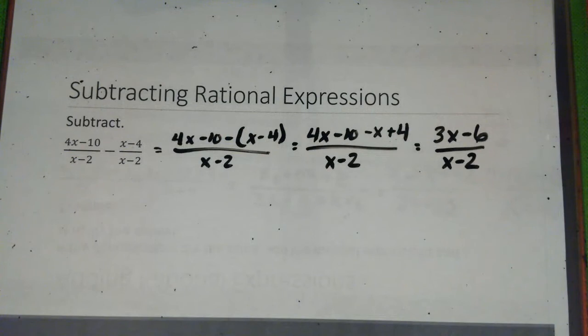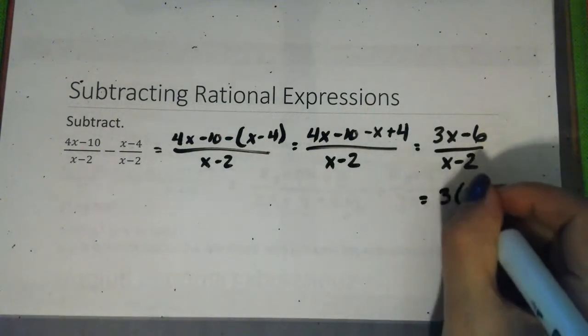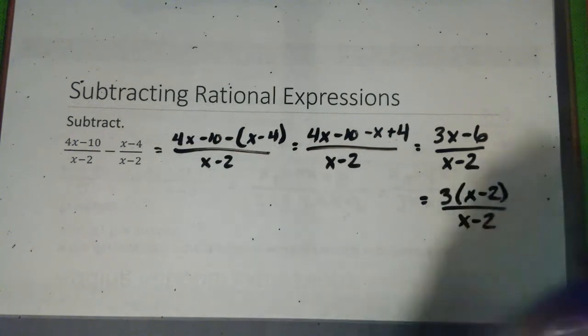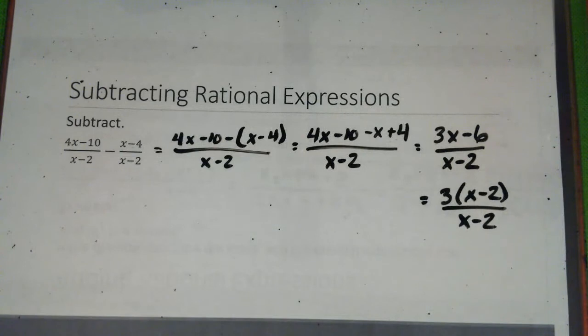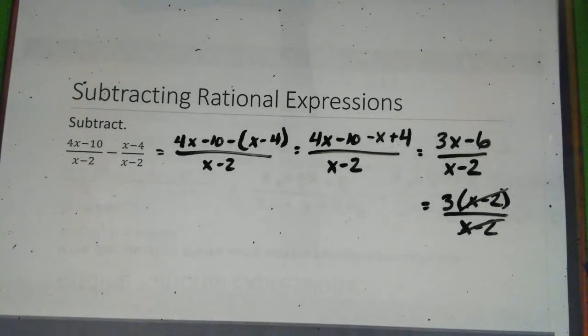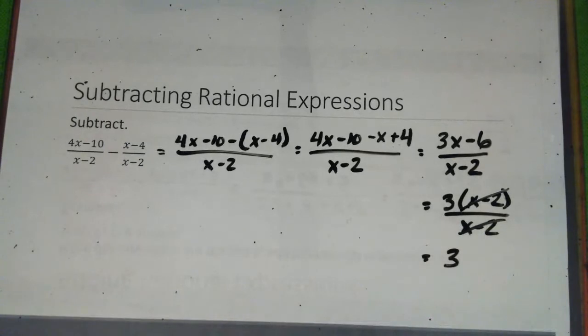Now I need to see if this simplifies. In the numerator, I can factor out a 3, which leaves me with x minus 2. In the denominator, I have x minus 2. So I have that x minus 2 in common. It divides out. I'm left with 3 in my numerator. This simplifies just to 3. That's it.